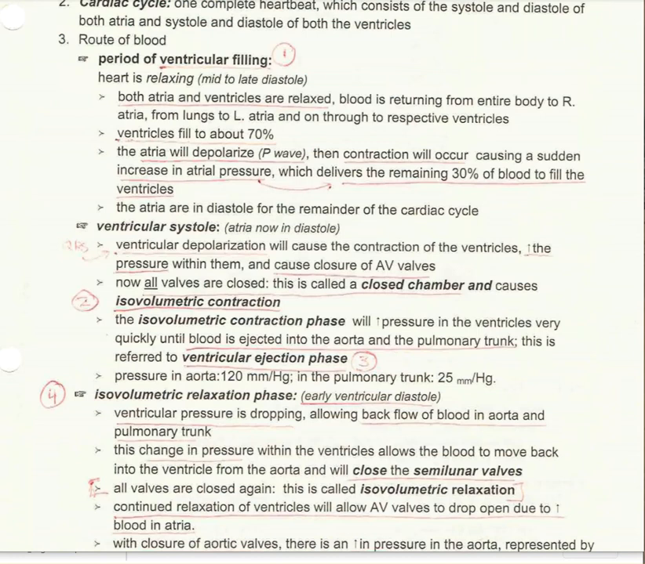So the number 1 is the period of ventricular filling, all right? So the heart is relaxing. It's really at the end of a contraction period. So we're into mid to late diastole. Both the atria and ventricles are relaxed. Now, when blood returns from the whole body to the right atria, most of the blood just goes into the atria from the superior vena cava and the inferior vena cava, and a little bit of blood also from the coronary sinus. And that blood just goes straight down and drops through the right AV valve into the ventricle. Because both are relaxed and that AV valve is open, the ventricles fill about 70%. So about 70% of the blood does this exact thing. It just kind of passively drops down.